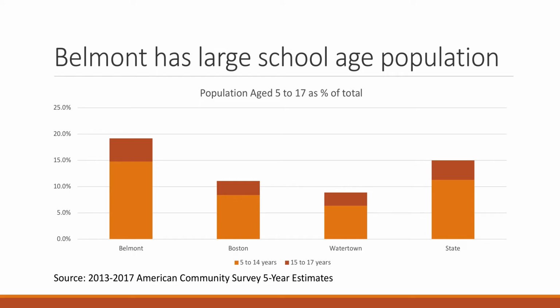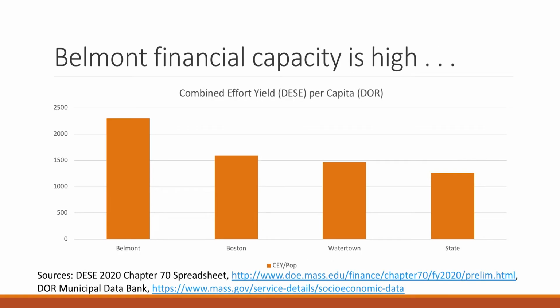What is striking is how low Boston and Watertown are in terms of their share of kids in the community. This is the kids age 5 to 17 as a percentage of the total population. So what that means is those communities have relatively more resources in relation to their school population.